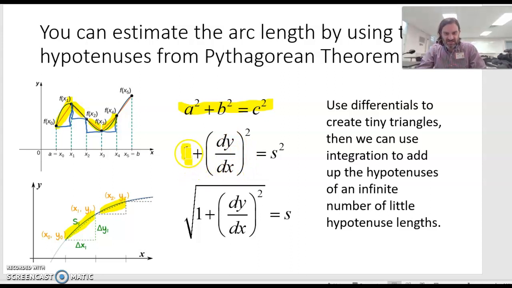So this differential gives me a change in the height. Basically I've got an a squared, which is 1 squared, plus a b squared, which is the height differential squared, equals the arc length s squared. That's just a squared plus b squared equals c squared, and the s here represents the hypotenuse. If I want s by itself, I take the square root. So one of these tiny triangle hypotenuses would be equal to the square root of 1 plus (dy/dx) squared. So we're getting a lot of little hypotenuses there.